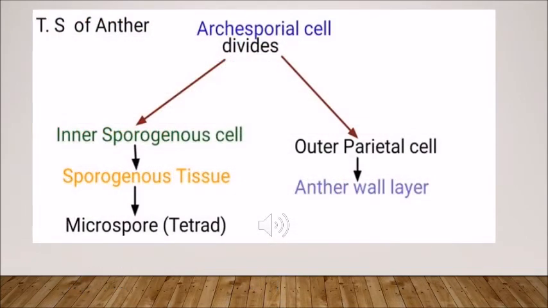Now this chart will make you easily understand how the division actually takes place. Archesporial cells divide into two sections, that is inner sporogenous cell and outer parietal cell. The inner sporogenous cell is further divided into sporogenous tissue, and from sporogenous tissue microspore is formed, that is the tetrad formation takes place, and the outer parietal cell results in the formation of anther wall layer.